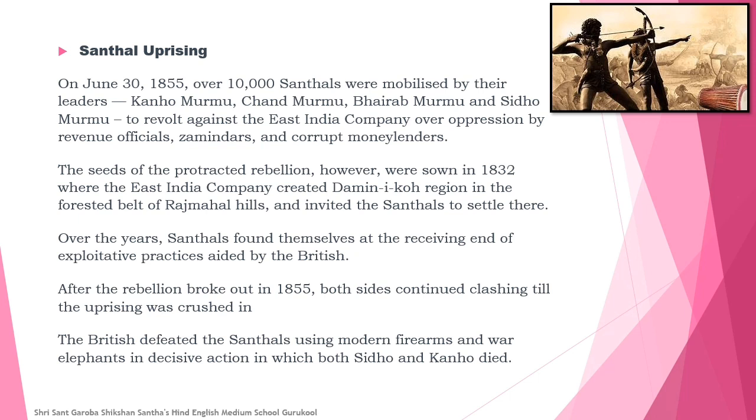The seeds of the protracted rebellion, however, were sown in 1832, when the East India Company created Damin-i-Koh region in the forested belt of Rajmahal Hills and invited the Santhals to settle there. Over the years, Santhals found themselves at the receiving end of exploitative practices aided by the British. After the rebellion broke out in 1855, both sides continued clashing till the uprising was crushed. The British defeated the Santhals using modern firearms and war elephants in decisive action in which both Siddho and Kanho died.